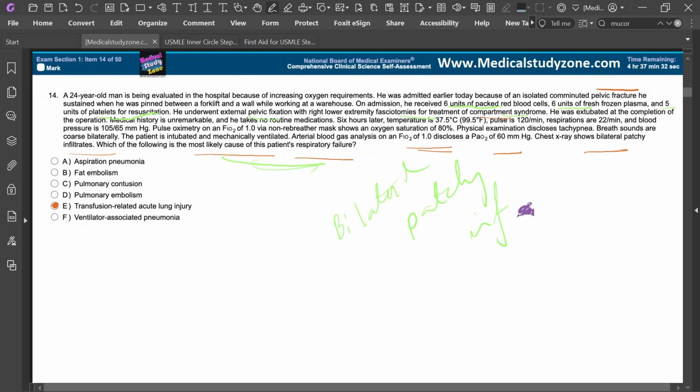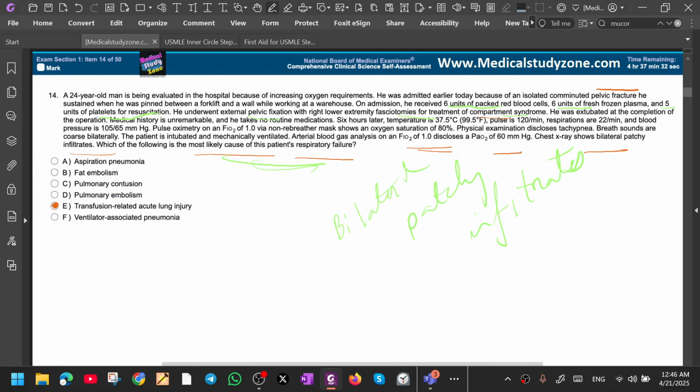There's a lot going on. Which of the following is the most likely cause of this patient's respiratory failure? There is lots of blood transfusion, and there are crackles, coarse breath sounds bilaterally, and the chest X-ray shows bilateral patchy infiltrates. Looks like transfusion related acute lung injury.